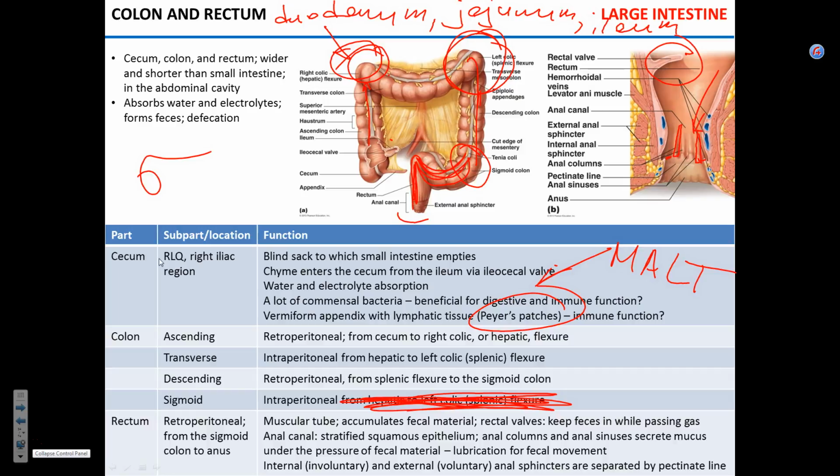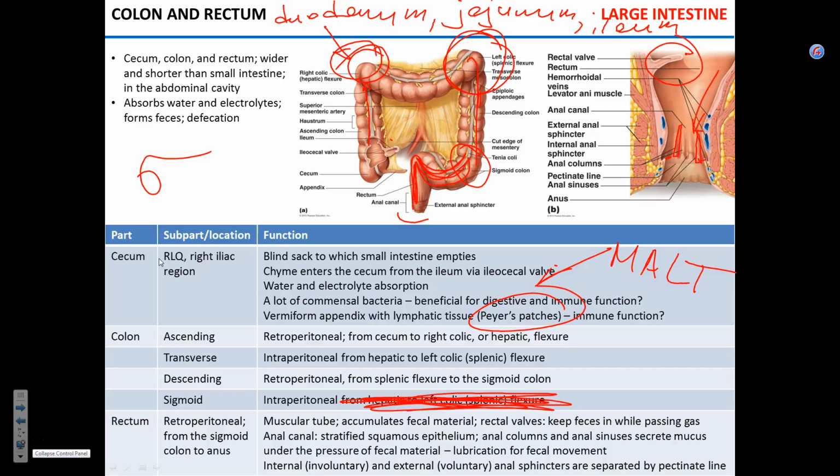It's not sphincters, anal sinuses. Thank you for correcting me, I misspoke. Anal sinuses, sorry. So anal columns and anal sinuses in between them. Okay? Like this. So these are two anal columns and this is anal sinus.